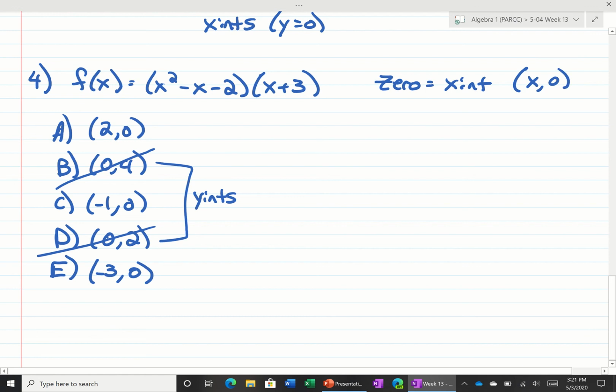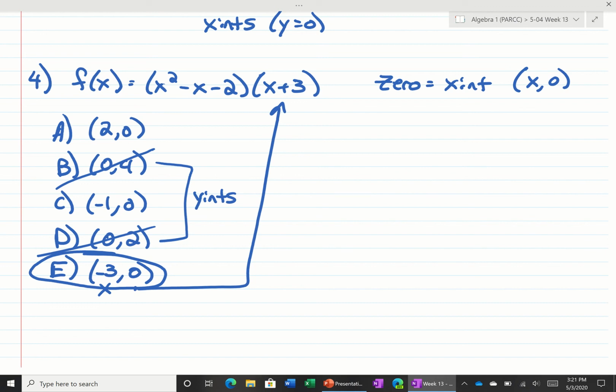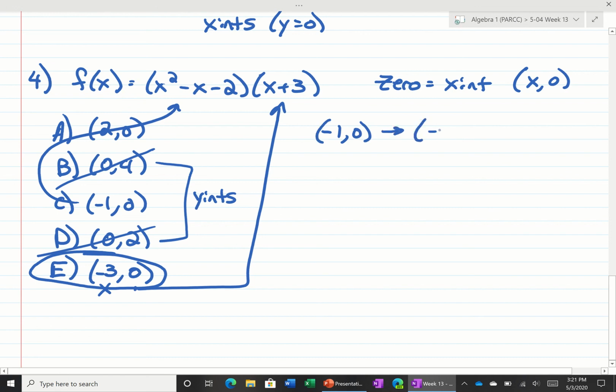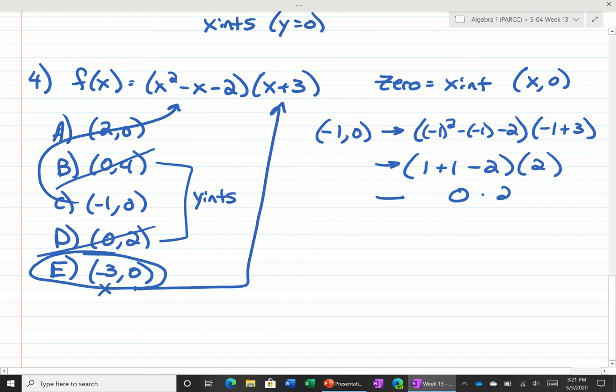So let's see which of these, if we plug in, we get 0. If we were to plug in -3 for x, -3 would make that part 0, and if you multiply 0 times anything else, you would get 0. So E is definitely an answer. All right, so now let's try negative 1 and 2. If we plug those in here, like let's try negative 1 comma 0. We get negative 1 squared minus negative 1 minus 2 times negative 1 plus 3. Well, that turns into 1 plus 1 minus 2 times 2. This is 0, so the whole thing is 0. So negative 1, 0 would definitely be an option.